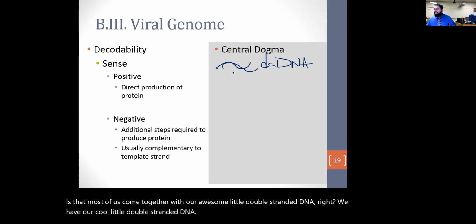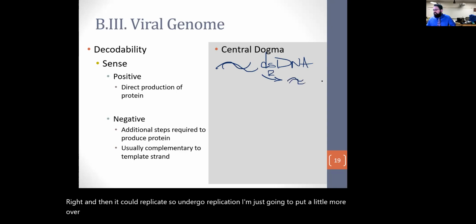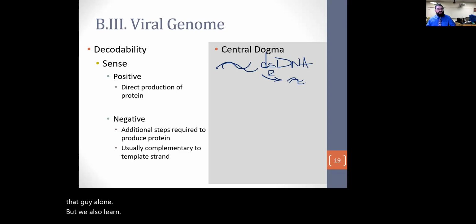We have our cool little double-stranded DNA, right? And then it could replicate, so undergo replication. I'm just going to put a little R over there. And you can make another copy through semi-conservative replication. We leave that guy alone. But we also learned that through this wonderful little process of transcription, using an RNA polymerase, we can turn that into a single strand of RNA, right?